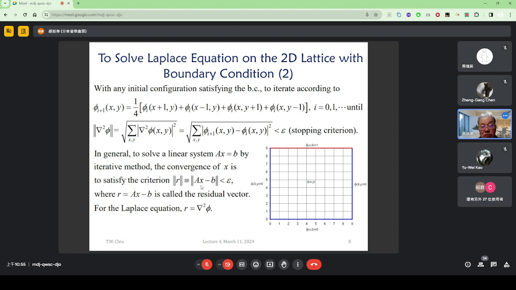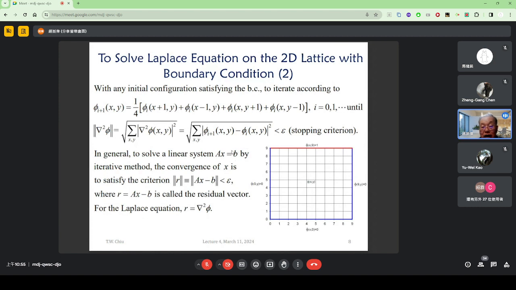So R is the residue vector, and the norm of the residue vector is called the residue. The norm of R has to be less than epsilon.